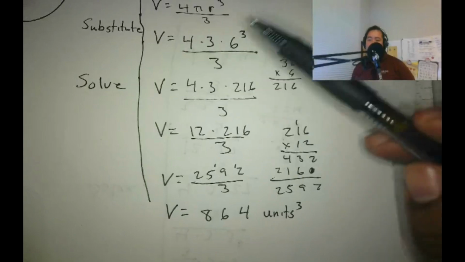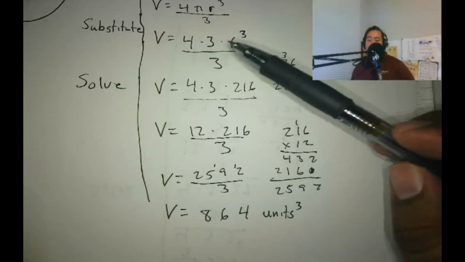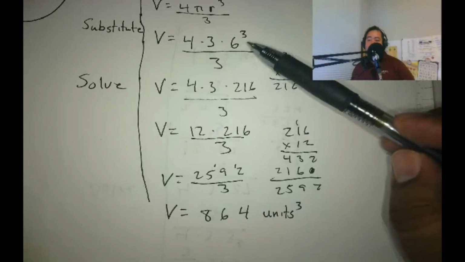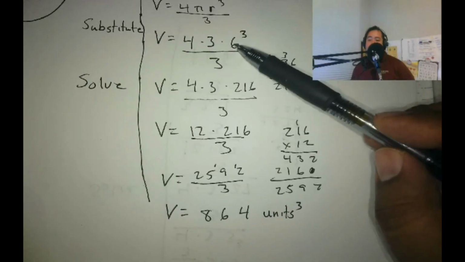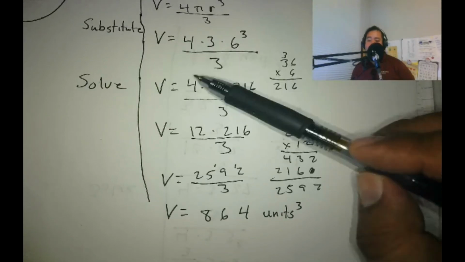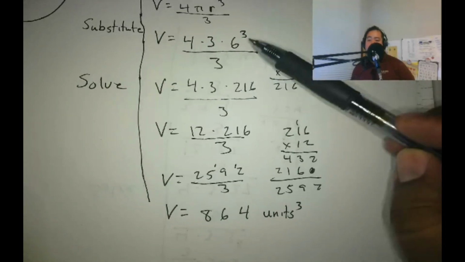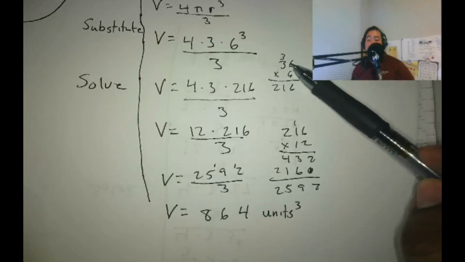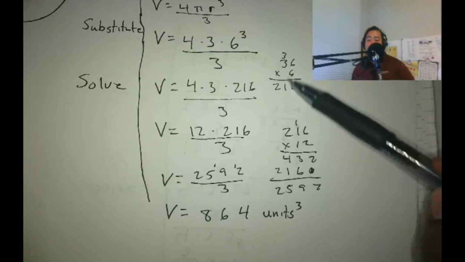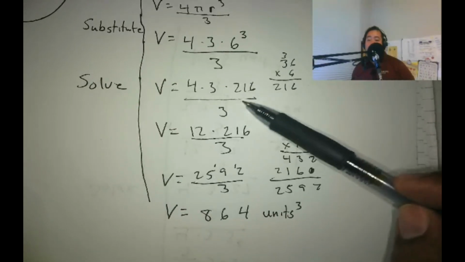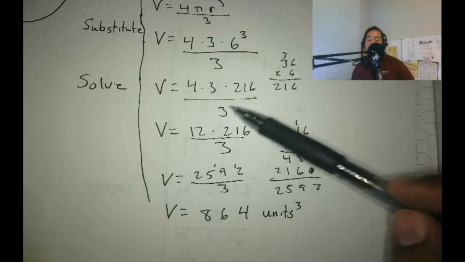Starting from our substitution, we had 4 times 3 times 6 to the power of 3, all divided by 3. So the first step is I want to get rid of this 6 to the power of 3. So I'm going to get rid of my exponent first, working on that first. So 4 times 3 times, I really couldn't do this in my head, so I had to do a little bit of math on the side. So 6 times 6 was 36, times another 6. So 6 and 6 is 36, 6 is 18, plus 3 more makes 21. So 216, all divided by 3.